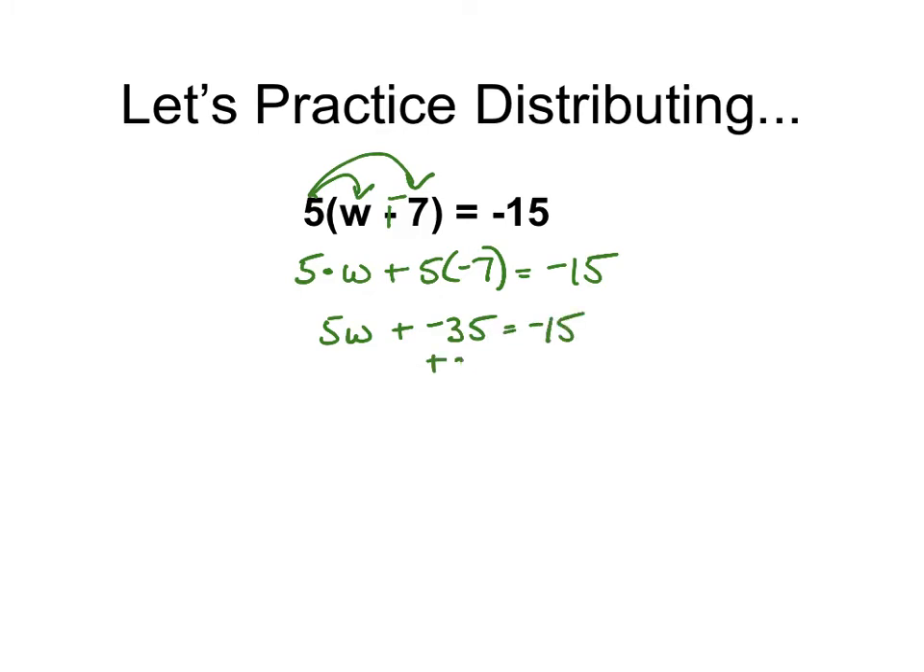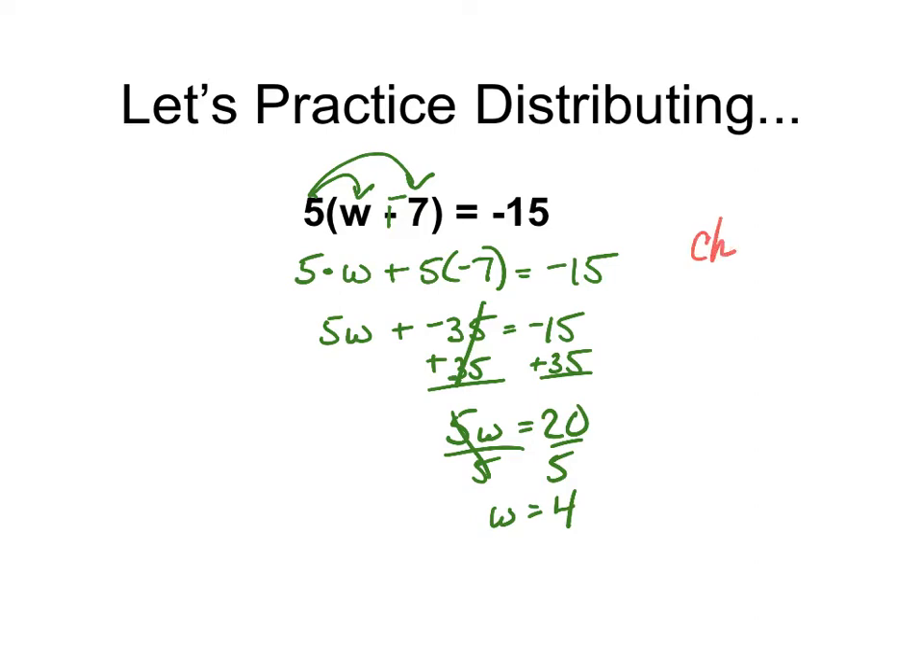And then I will add 35 to both sides. Negative 35 plus positive 35 will cancel and leave me with 5w is equal to 20. Divide both sides by 5. My 5's cancel out and leave me with w is equal to 4. And then I can do my check step.